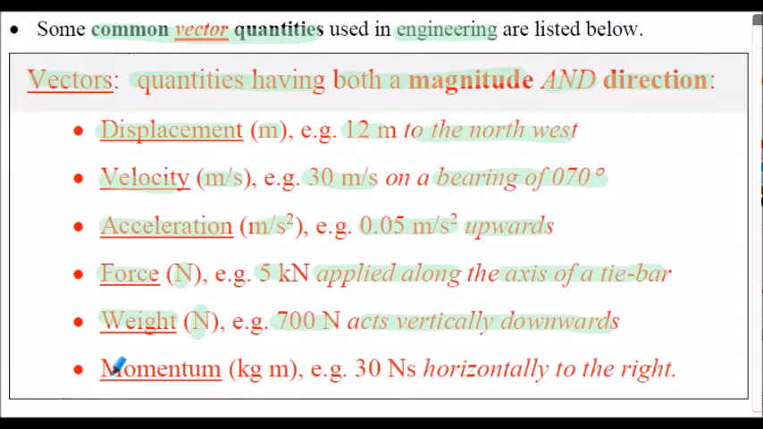And momentum. In base units in the SI system, momentum would have the unit of kilogram meter per second, but it can also be specified as Newton seconds. Again, we review this in a later presentation related to momentum. So, for example, a momentum of 30 Newton seconds horizontally to the right. Again, we have our magnitude, 30 Newton seconds, and our direction, horizontally to the right.